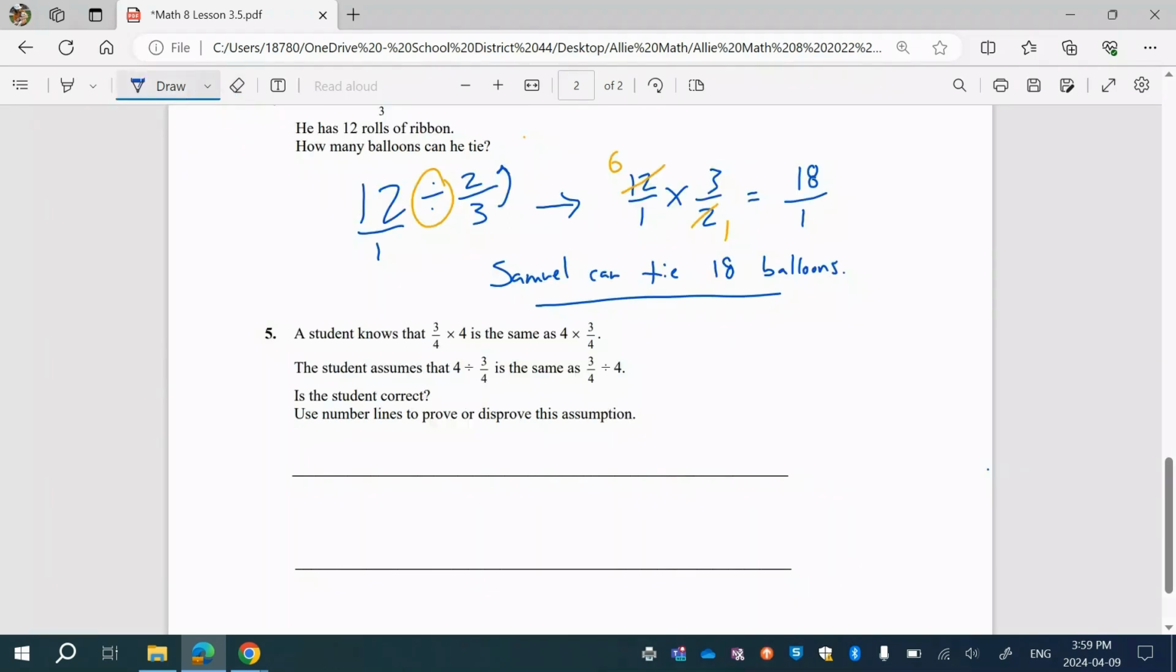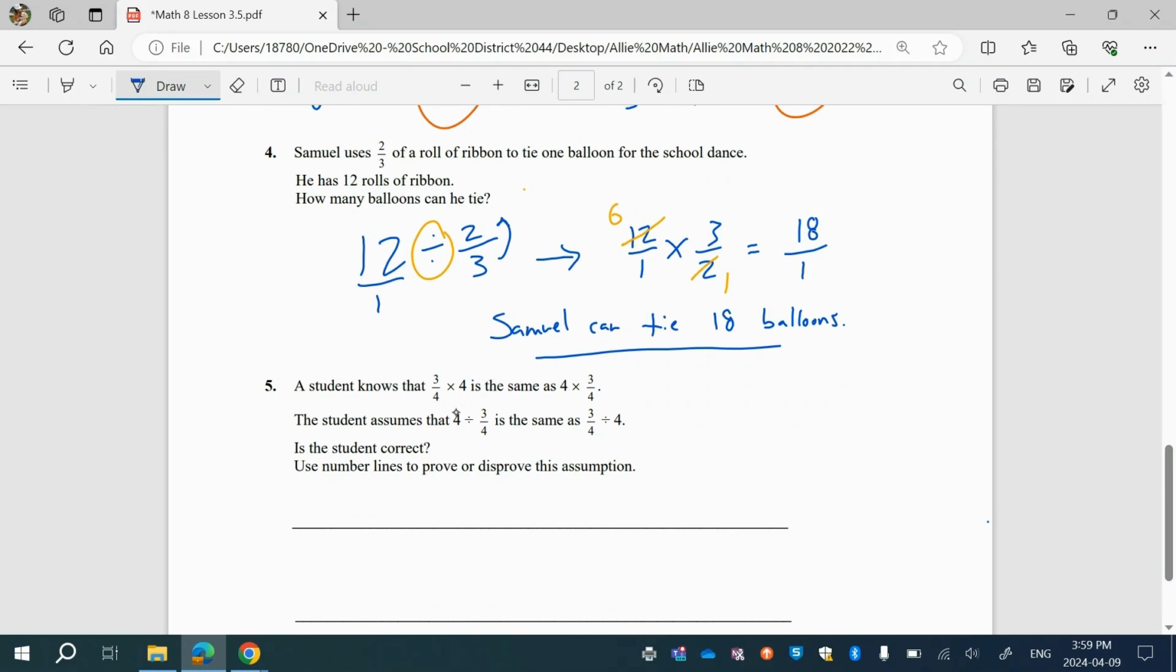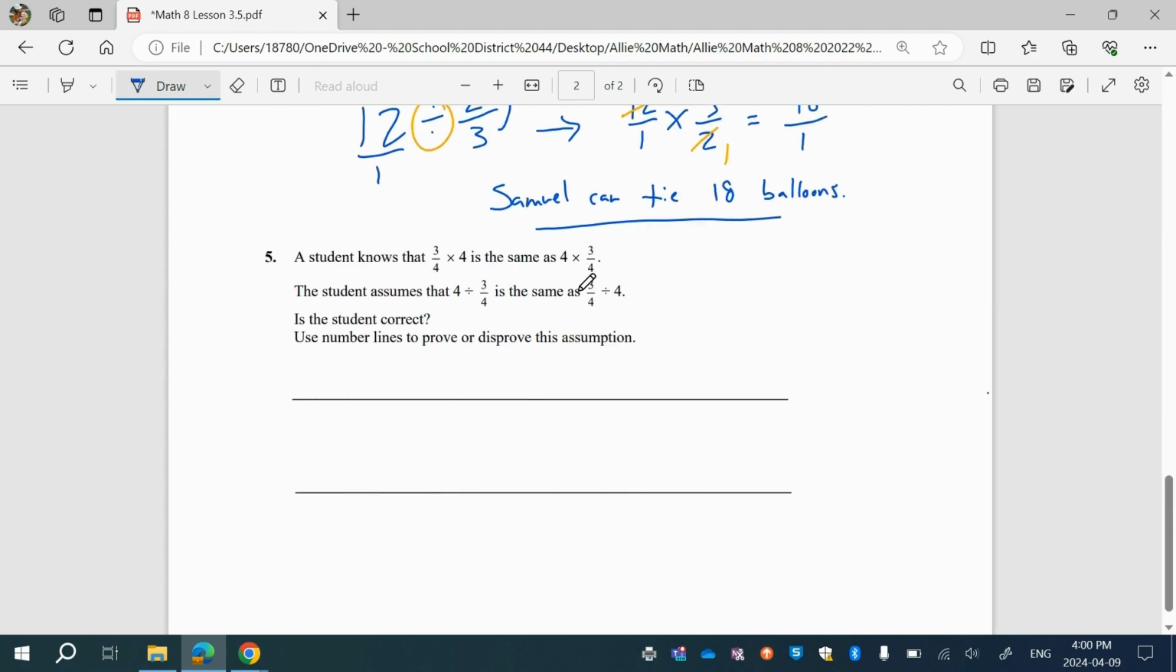Okay, I got cut off, but what I was saying is that you should ask yourself, does this make sense? Samuel can tie 18 balloons. Does that make sense? Yeah, he had 12 rolls of ribbon, and you can get 2/3 out of it. So one full tie plus a portion of another. So you know it's going to be above 12, but not radically above 12. It's not 24. That would be too many. That would mean he got 2 ties out of each ribbon. So it does make sense, and you should continue to ask yourselves that with all of your answers.